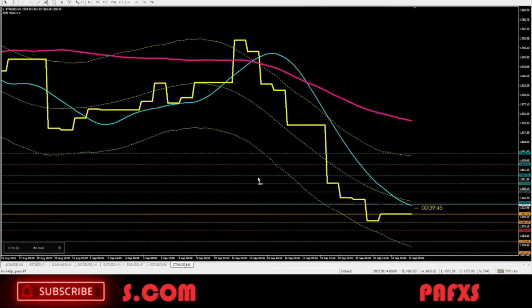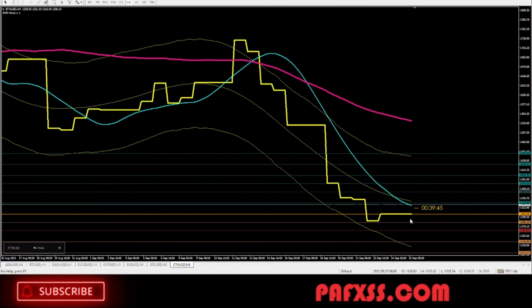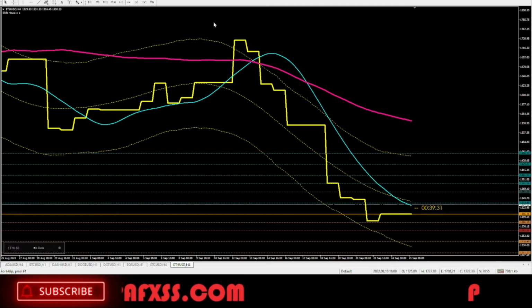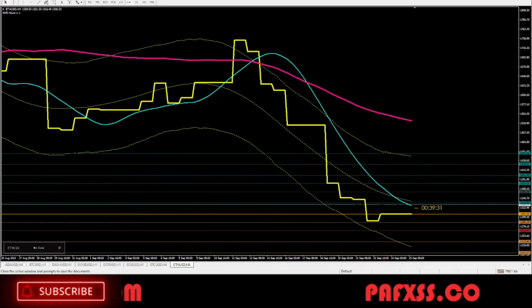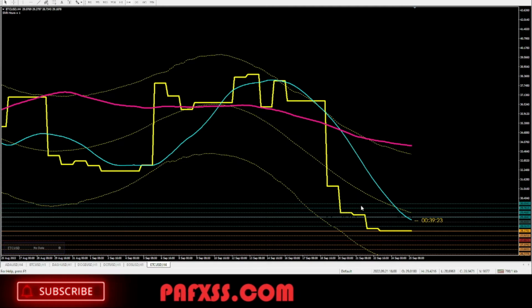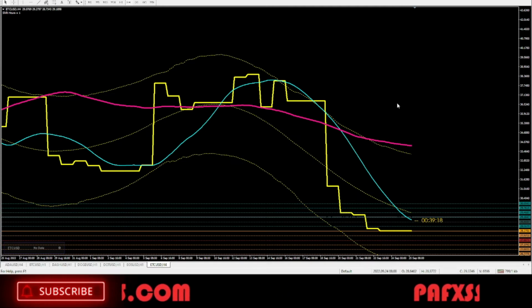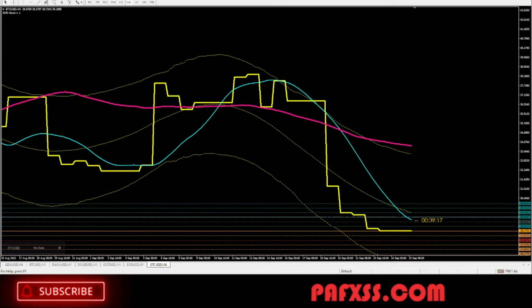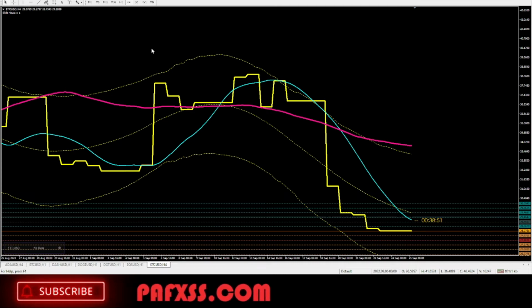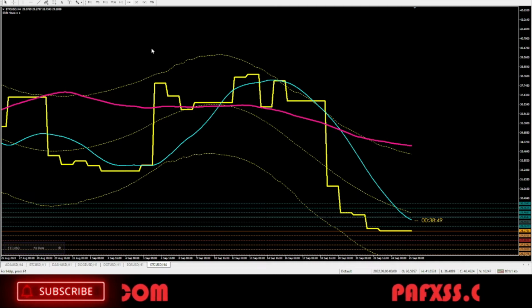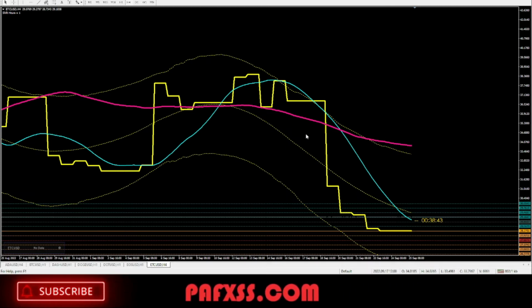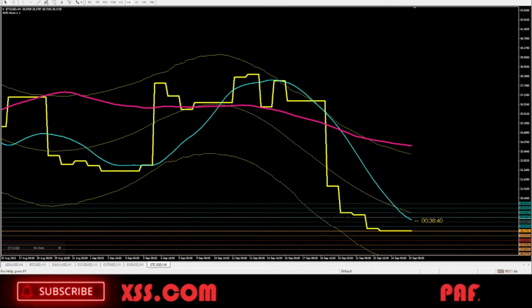This one is Ethereum USD. As you can see, it doesn't meet our criteria. We're going to close it. This one is ETC USD, same thing. As you can see, none of the confirmations are met. It only takes a few seconds for me to see if the pairs meet our PAFXSS insider technique strategy criteria. As you can see, this one is not good. Then we're going to close it.